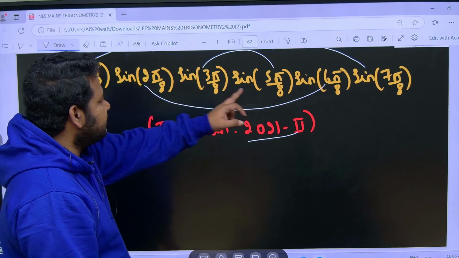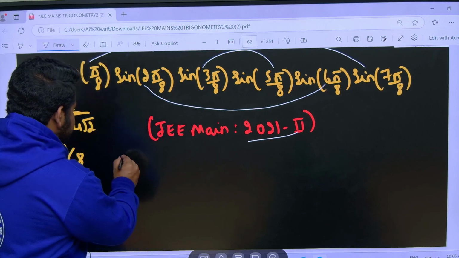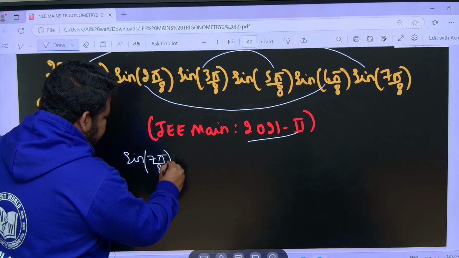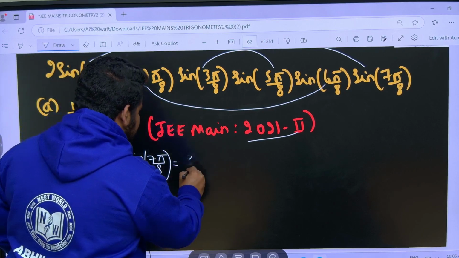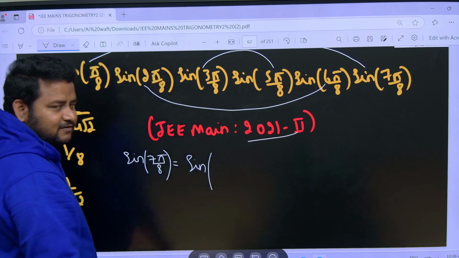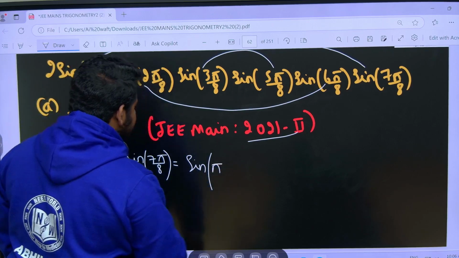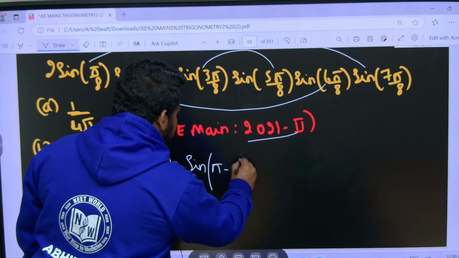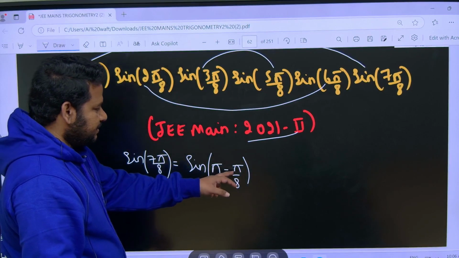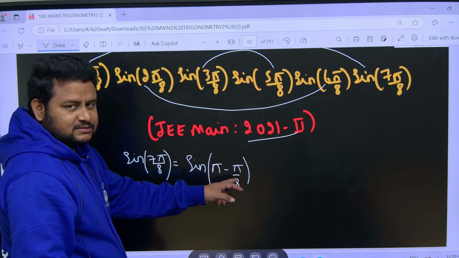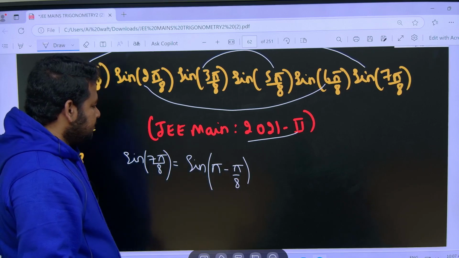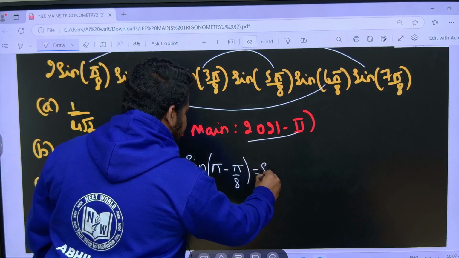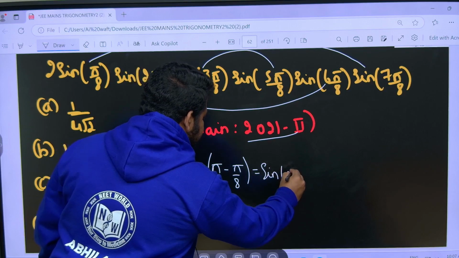So if you see sin pi by 8 and sin 7 pi by 8, you know that sin 7 pi by 8 can be written as what, friends? Sin 7 pi by 8 is nothing but sin of pi minus pi by 8. Correct? So if you take the LCM, it will be 8 pi minus pi, which is 7 pi. You will get sin 7 pi by 8. Sin 180 minus theta is sin theta. This is nothing but equal to sin pi by 8.